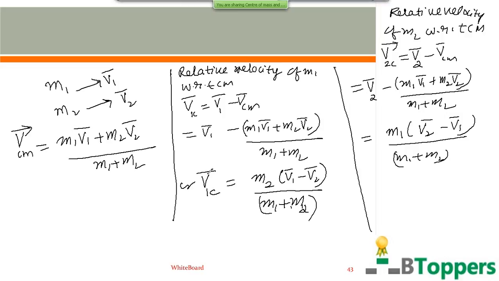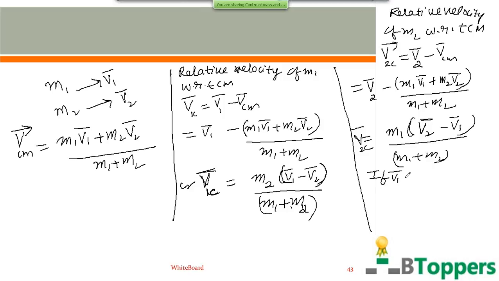So the direction of the v bar subscript 1c, that means the direction of the velocity vector of m1 with respect to center of mass, is in the direction of the vector difference v1 bar minus v2 bar. The direction of v bar 2c, that means the direction of the velocity vector of m2 with respect to center of mass, is in the direction of the vector difference v2 bar minus v1 bar.